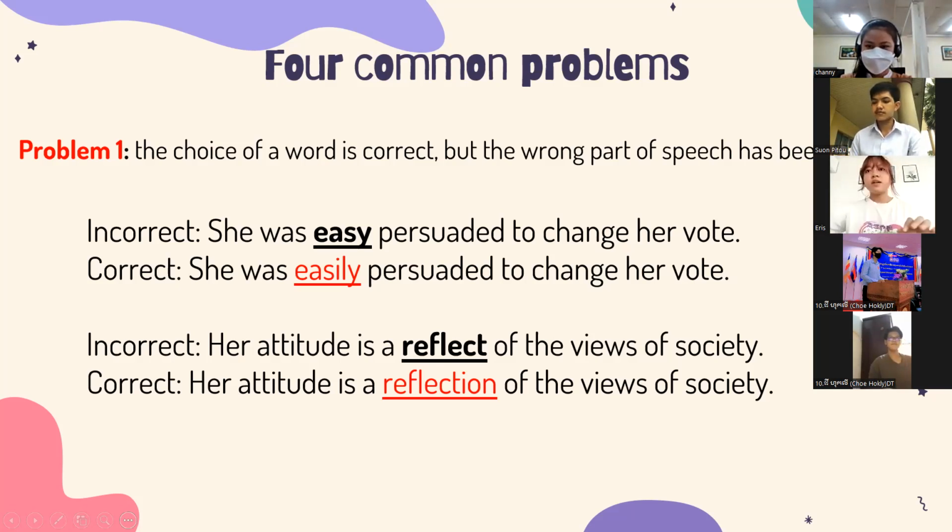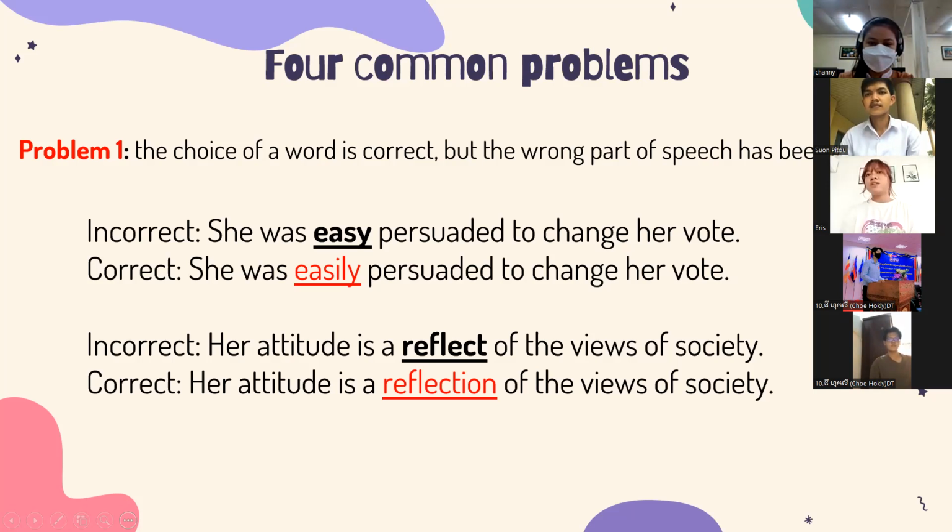For now, we will be talking about 4 common problems that most writers face whenever they use word form. For problem number 1, the choice of word is correct, but the wrong part of speech has been used. Look at this example. The incorrect sentence is: she was easily persuaded to change her vote. And the correct sentence is: she was easily persuaded to change her vote.